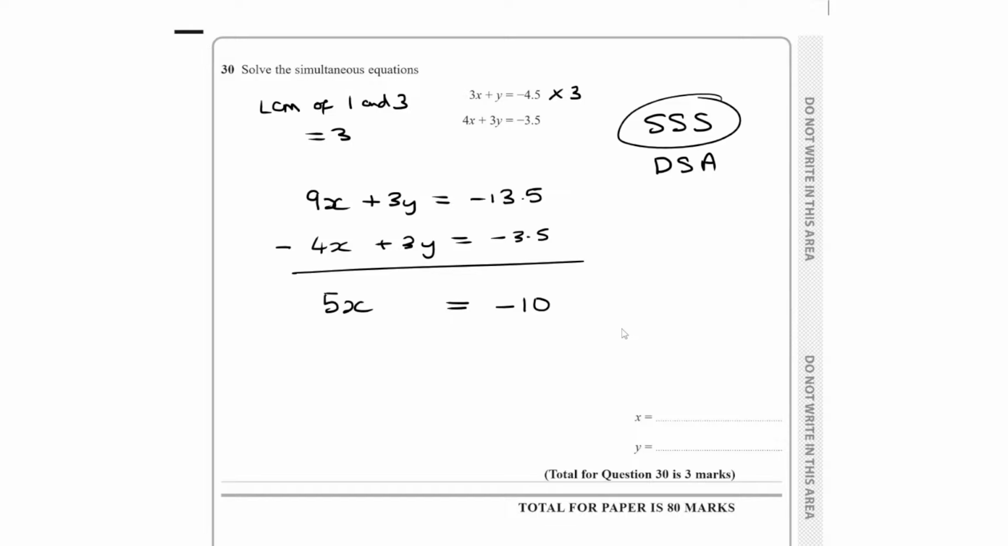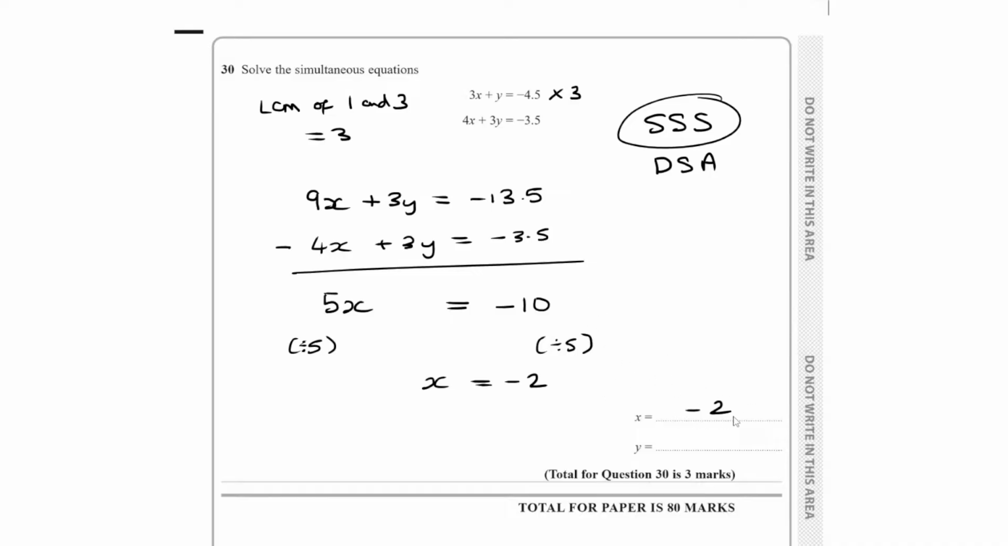So now I can actually solve it as we've been doing in the other questions. I just want to know what 1x is, not 5x. So the opposite of 5x is obviously dividing by 5, isn't it? So you get x is equal to minus 2. Now once you know what one of the letters is, that's the hardest part done. The second bit is then easier.